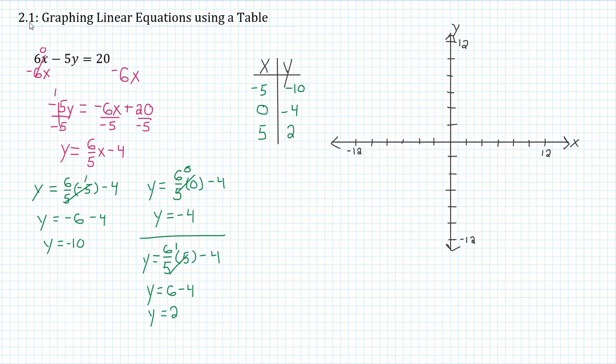Okay, so for each x value, I've substituted into the equation and then used order of operations to figure out my y value. So I have 3 ordered pairs that are all set and ready to go. So I need to plot each point one at a time. 5, negative 10.